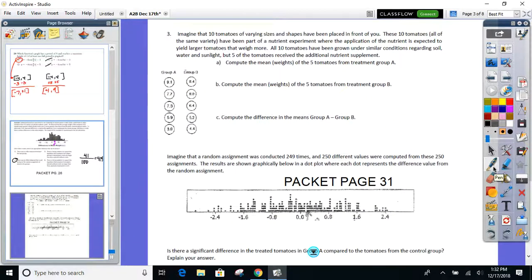Packet, page 31. More tomato plants. I don't know where we're coming up with this, but instead of mulch, we're basically going to put one of the groups on steroids, and see if there's why there's a difference in the weights. So you guys can go through right now, answer parts A, B, and C, and we'll talk. Means, difference in the mean.